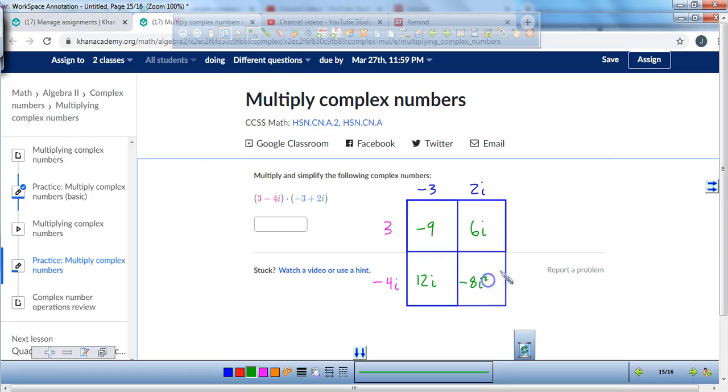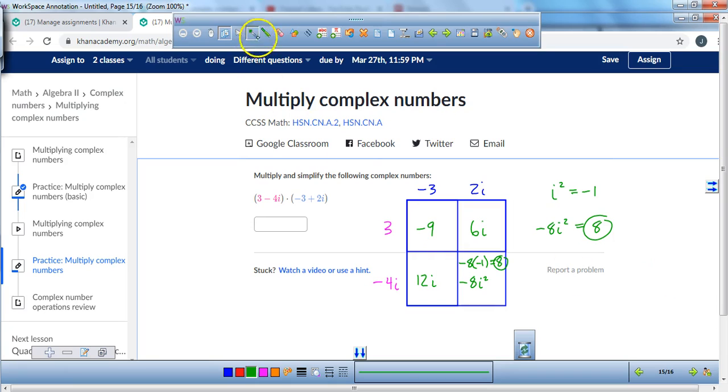But wait, warning, warning, warning. i squared equals negative 1. So that basically means we've got a negative 8 times a negative 1, which creates a positive 8. Whew. So what does negative 8i squared actually become? Negative 8i squared actually becomes positive 8 when all is said and done.